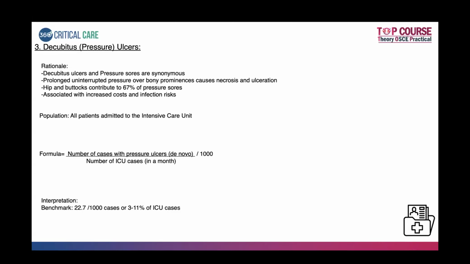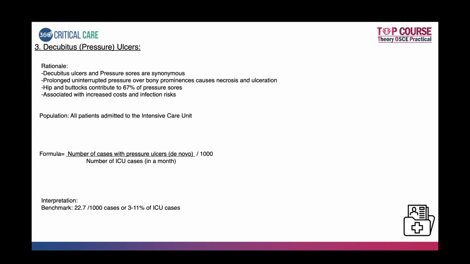The patient population again is confined to ICU patients, and the formula is the number of cases with pressure ulcers that have developed new onset. The important thing is there are many debilitated patients who may be admitted to the ICU, like stroke patients with long-term bedridden status who may already have ulcers. Those patients do not come under this criterion. Exclusively those who have developed new pressure sores in the ICU are looked into, and you divide that by the ICU cases present in a month.